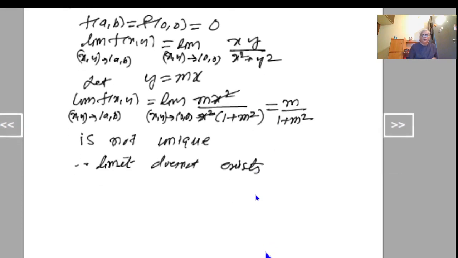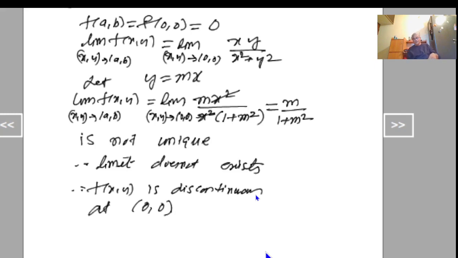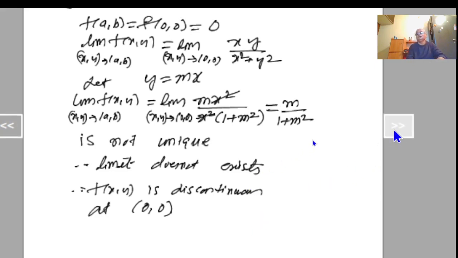If the limit does not exist, then we say that the function is discontinuous. Therefore, f of x comma y is discontinuous at the origin 0 comma 0. Okay. Next, I will go to another example.